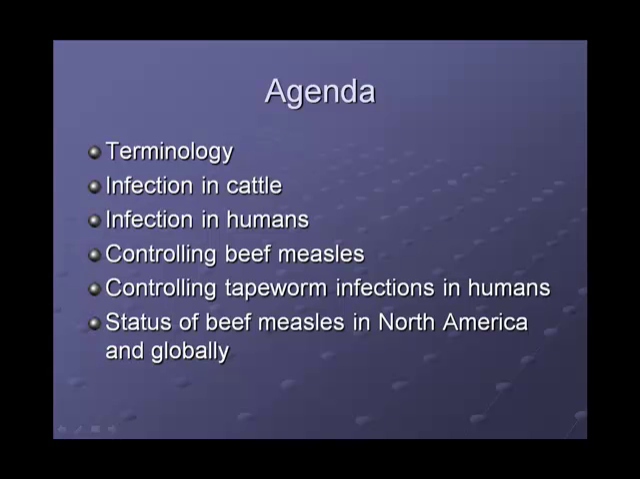Then we're going to talk about its manifestations or infection in cattle species, and really the reason that we deem it to be of significance in the cattle is because of the human health ramifications. So we'll go through that, and then take some time to talk about controlling it in both of those populations, from the beef cattle side of origin, and then ultimately from the human aspect again, and then give a real brief summary of the status of this entity both in North America and globally.